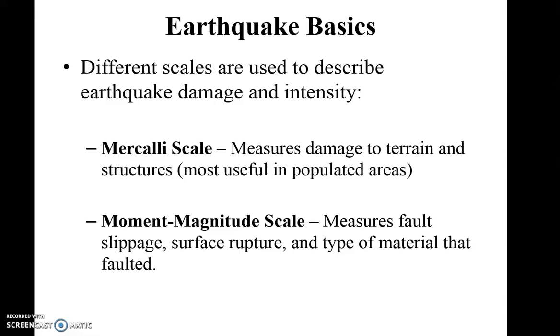Now, when we have an earthquake, there's two different types of scales that describe the damage of an area from the earthquake and the intensity from the plate movements, from the waves. The first scale is the Mercalli scale, and this measures damage to the terrain and the structures. And so it's most useful in areas of large populations. And then we have our moment magnitude scale. And so this measures the fault slippage, the surface rupture, and the types of material that are faulted.